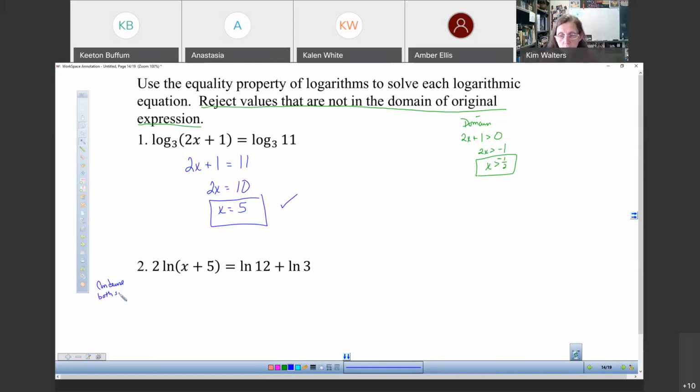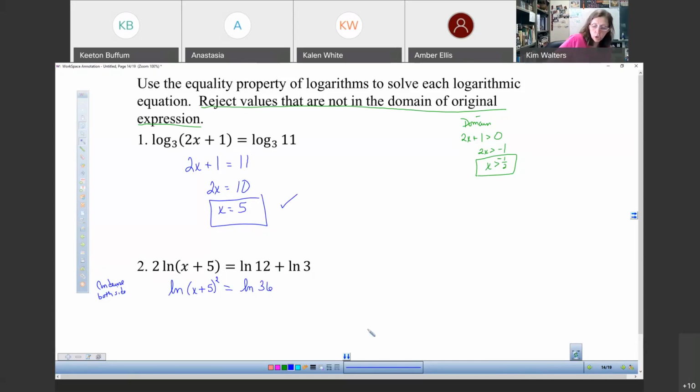All right. So we're going to use the properties to condense. The first property I'm going to use is I'm going to take this number out in front and write it as an exponent. So this becomes the natural log of x plus 5 squared. Okay. All right. Remember that? On the right-hand side, this becomes the natural log of adding these two together. So I multiply these two, 36.